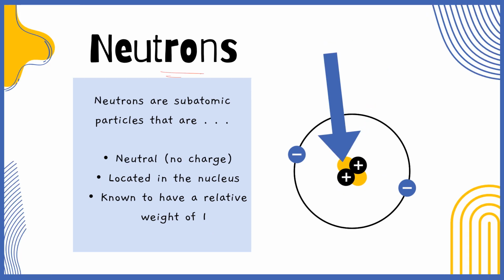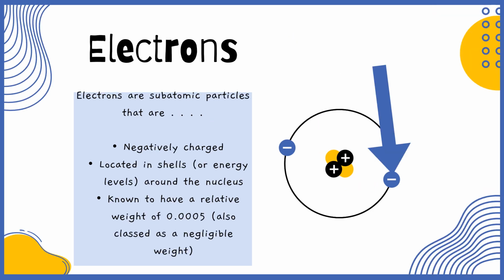Then come the neutrons. Neutrons are subatomic particles that are neutral. N for neutron and N for neutral. It is also located in the nucleus. These yellow colored ones are depicted as neutrons. It also has a relative weight of 1. Protons also had a relative weight of 1. Similarly, neutrons also have a relative weight of 1.